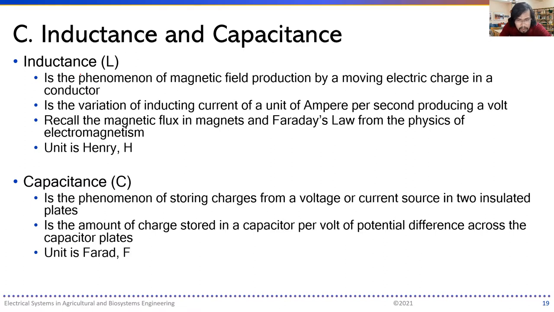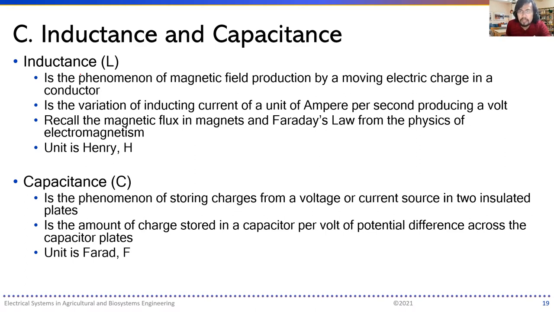Now, capacitance is the phenomenon of the storing of charges again. And you have actually two insulated plates in the body of a capacitor, and there's a gap between them so that the charges could not move, but they're so close that they can feel the attraction, but they're being barred from connecting with each other. So that is allowing the storage of electricity per volt of potential difference across the capacitor plates. And the unit of the capacitance is the farad.